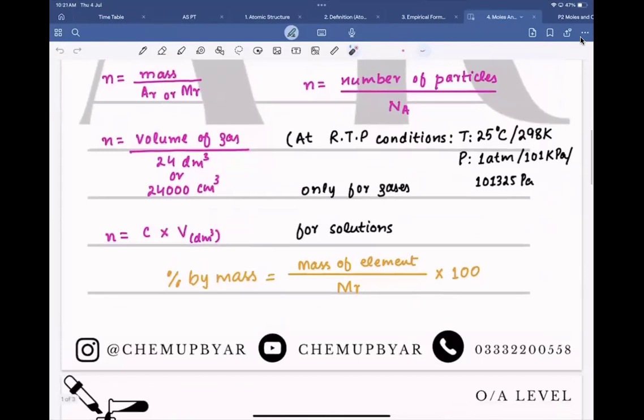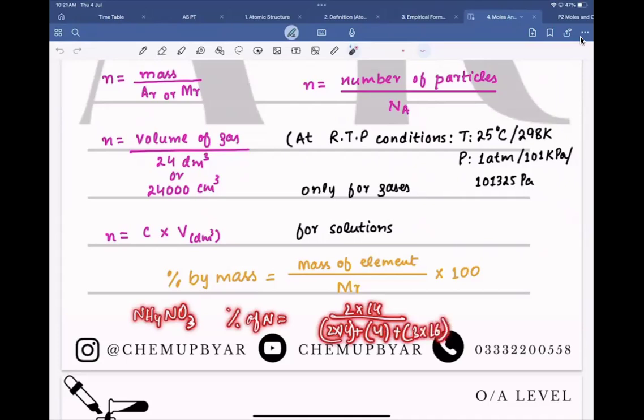Now, there is one more formula, to find the percentage by mass of any element. For example, if I have ammonium nitrate, how many nitrogens does it have? 2. So to find the percentage of nitrogen, I put the mass of 2 nitrogens in the numerator, and the Mr of the whole compound in the denominator, and then we multiply it by 100 to get the percentage of nitrogen. Is this understandable? Yes, sir.